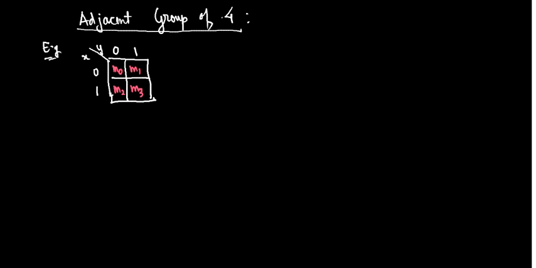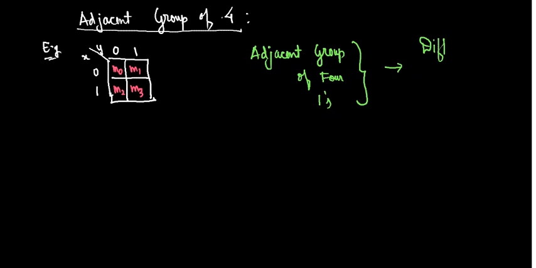Now, if you are making a group or adjacent group of 4, or a group of 4 ones is said to be adjacent, if they differ by, now by what variables should it differ? It depends. It should differ by 2 variables.